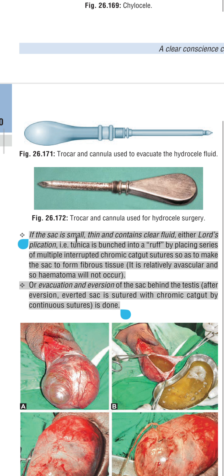If the sac is small, thin and contains clear fluid, either Lord's plication, i.e. tunica is bunched into a rosette by placing a series of multiple interrupted chromic catgut sutures so as to make the sac form fibrous tissue, it is relatively avascular and so hematoma will not occur. Or evacuation and eversion of the sac behind the testis. After eversion, the everted sac is sutured with chromic catgut by continuous sutures.